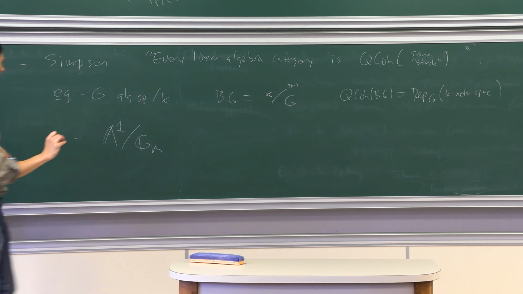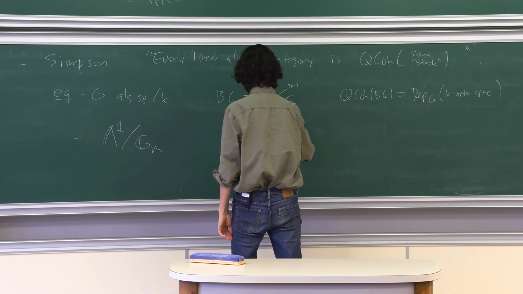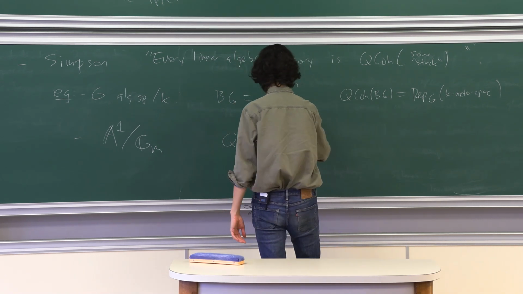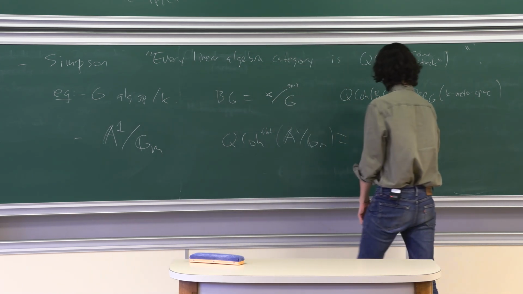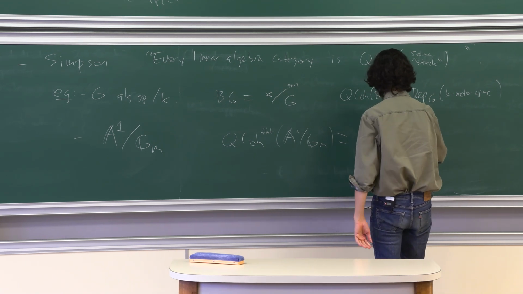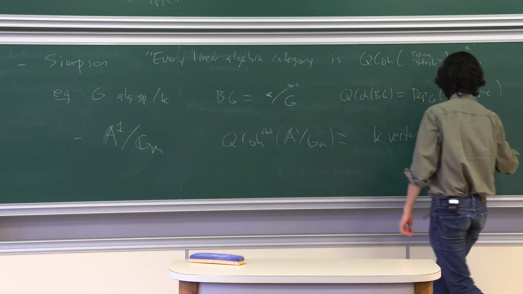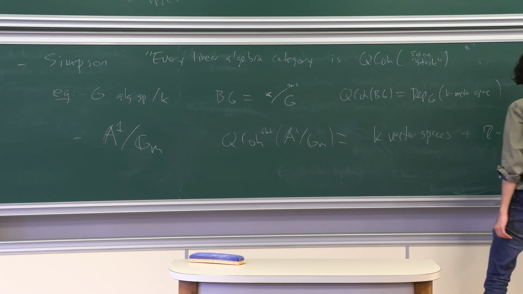But in this case, quasi-coherent sheaves, well, maybe I should say flat quasi-coherent sheaves if I'm sticking to the abelian context, on A1 mod GM: this is the same thing as filtered K vector spaces. So, Z-indexed filtration.